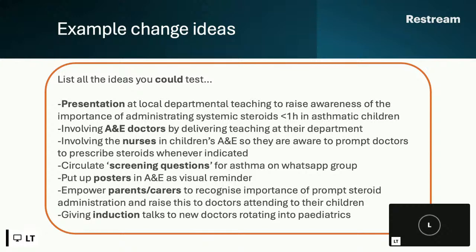And then I created a screening question. I did not put it here, but essentially my screening question was to help doctors differentiate between asthma and viral-induced wheeze. They can start asking a few questions, especially the new or more junior ones who don't have a very clear picture. Then it can help them think, oh, that's a clear asthma, let me just start steroids now, because it's an exacerbation. And then I can circulate my screening questions in the WhatsApp group.